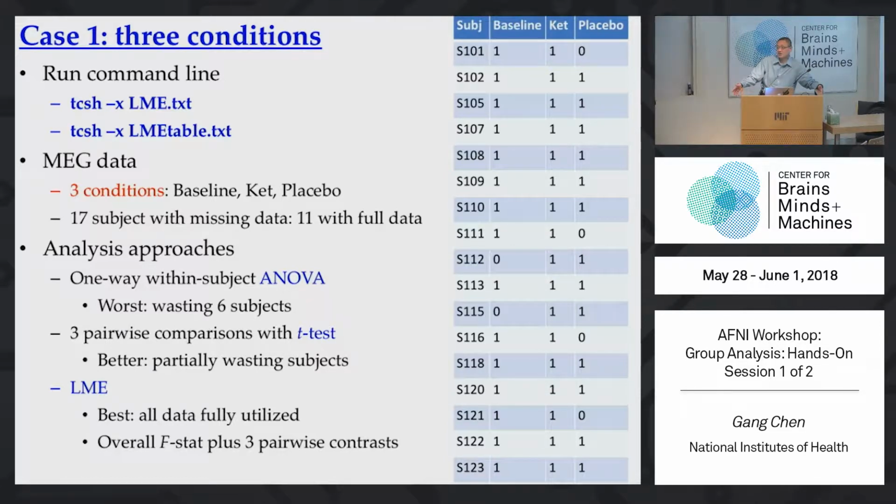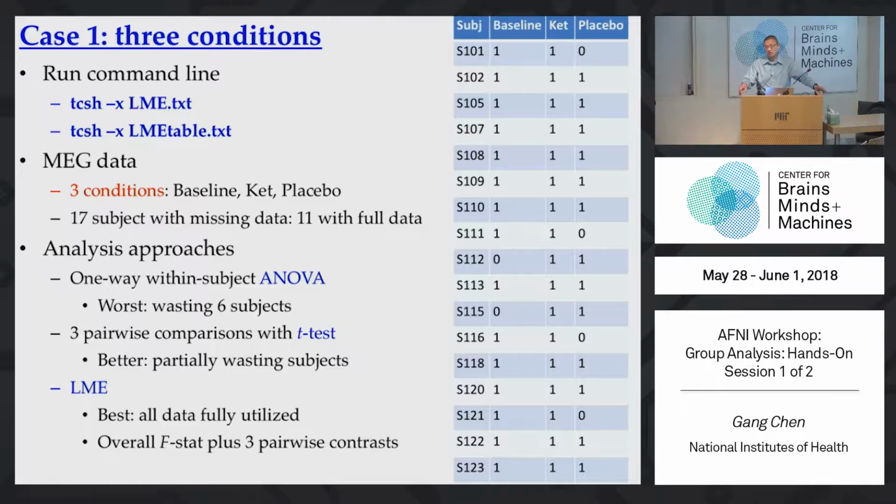ANOVA doesn't gain much, except the only unique thing about the ANOVA: you are going to get the main effect of the 3 conditions. Some people call it the omnibus F-test. That basically tells us whether there are differences across those 3 conditions. That's nice, giving us some summary about the 3 conditions, but it doesn't tell us where those differences are. Those differences can be between the baseline and the ketamine, or between the baseline and the placebo, or between ketamine and the placebo. So we don't know where they are. So we still have to go through those pairwise comparisons.